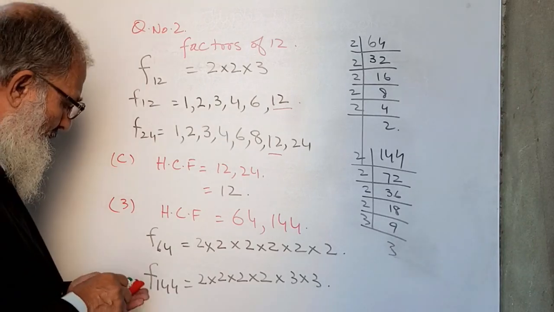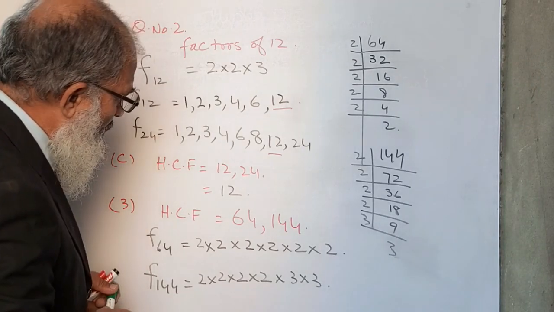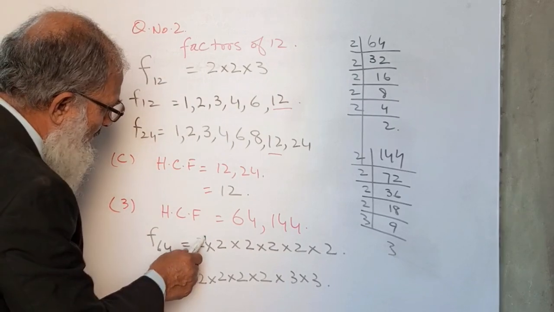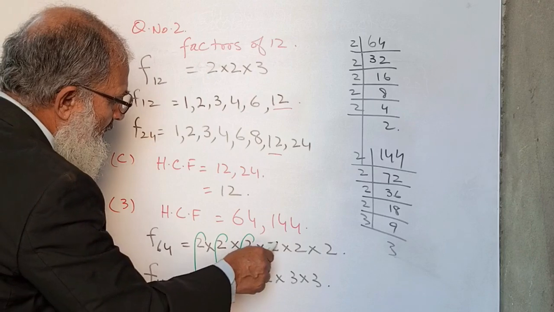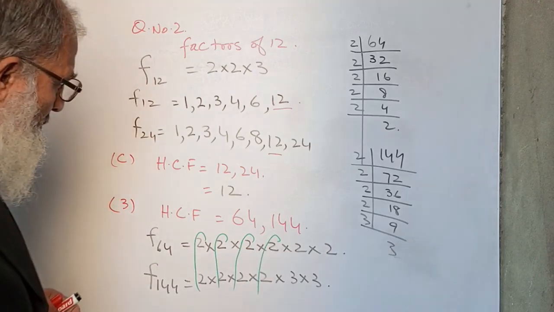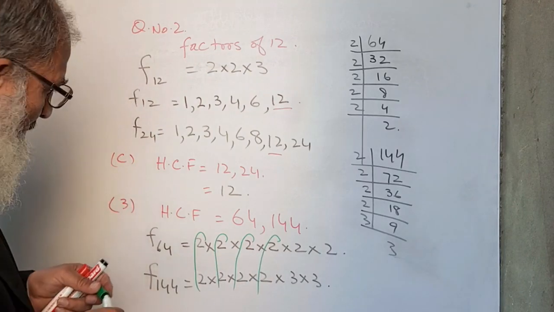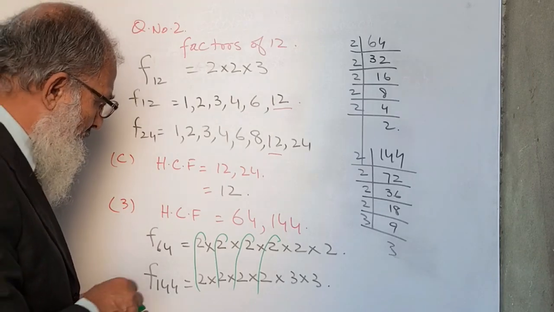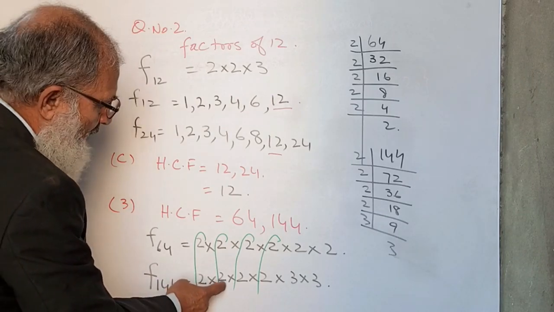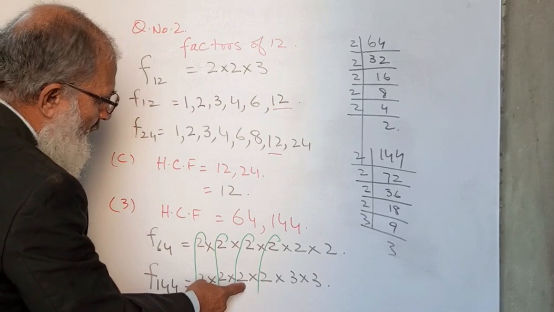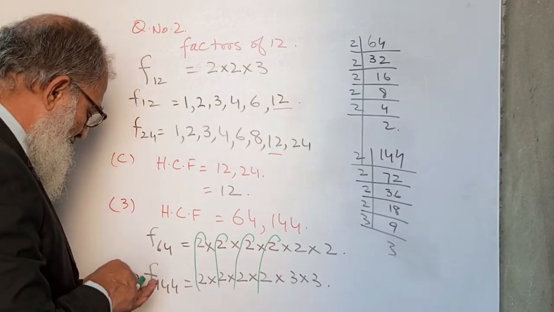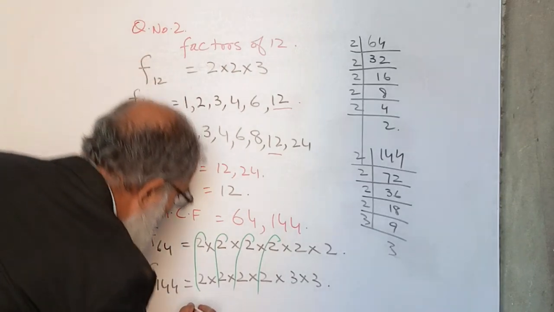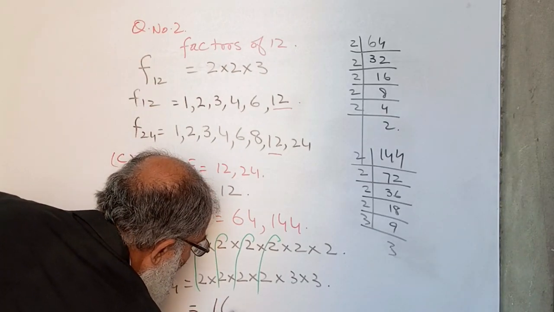So my dear students, what are the common factors between the two? 1, 2, 3, 4. These are the common factors. And 2 times 2 is 4, 4 times 2 is 8, 8 times 2 is 16. Now 16 is our required answer. HCF is 16.